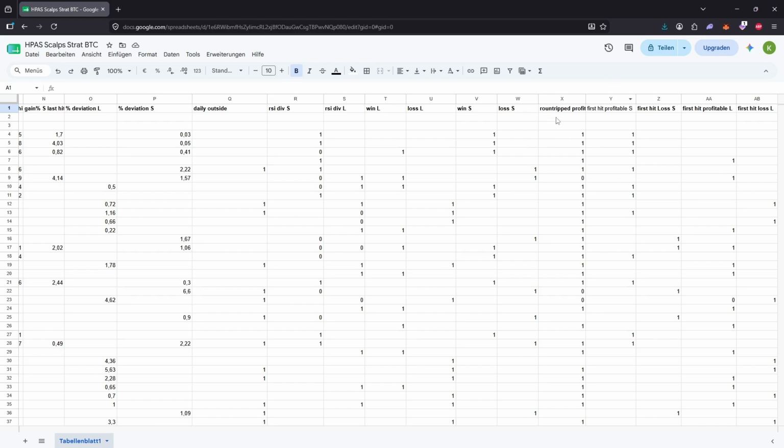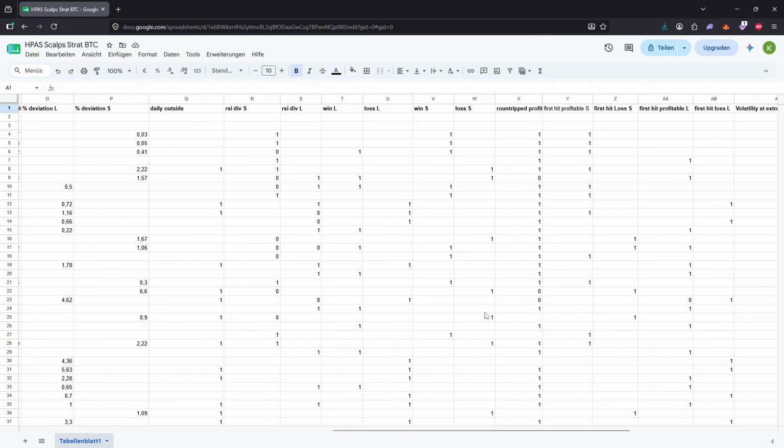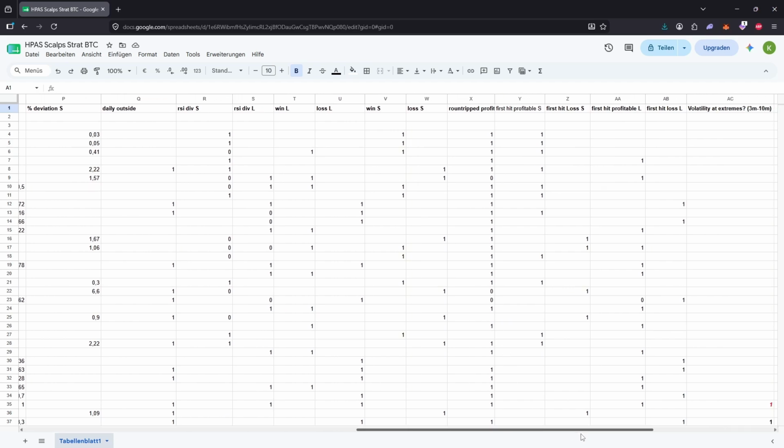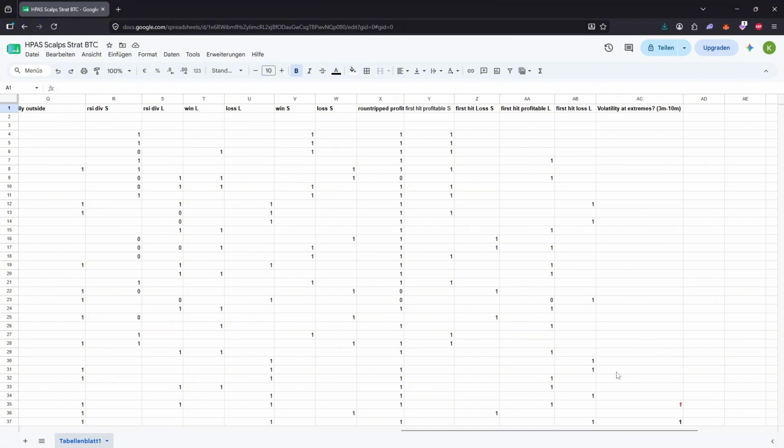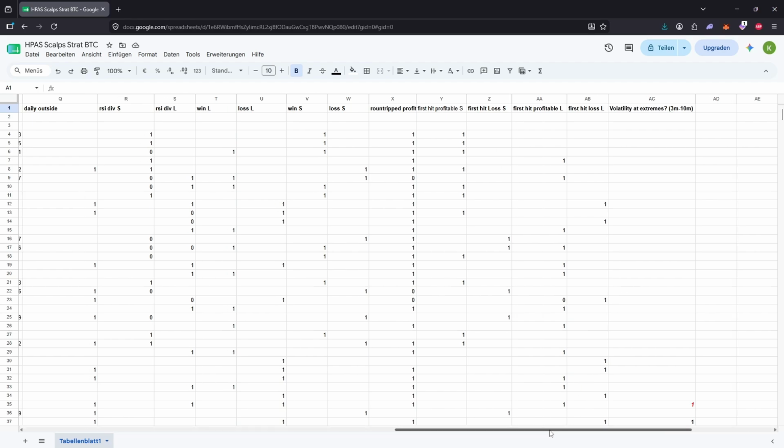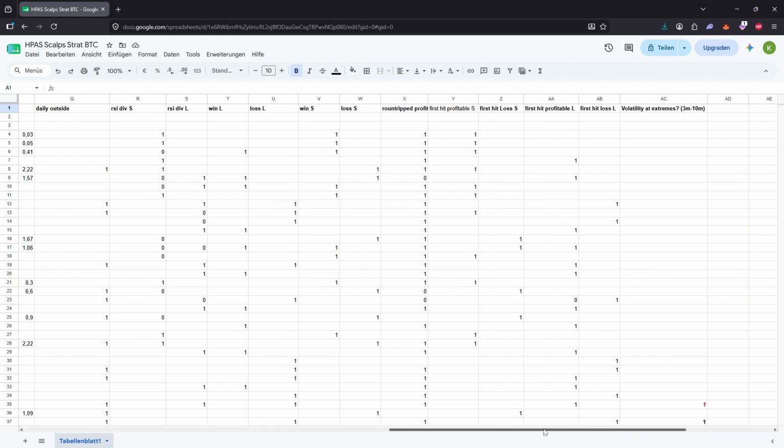This is what I meant with one-to-one profit. If I didn't take profit, was price action coming back to my entry? You know. Then I measured if the first level that was hit was profitable or not. Then I measured if volatility, for example, was at extremes to fine-tune stuff, etc. So these are some things that you can measure.